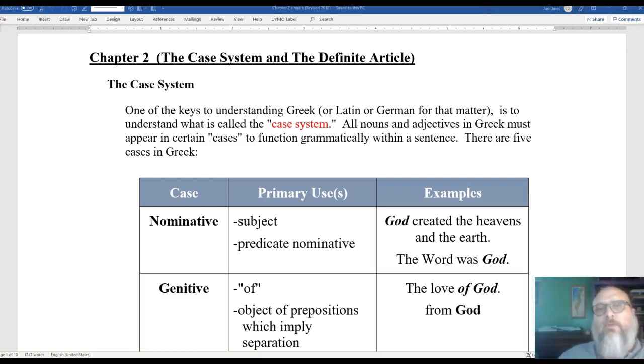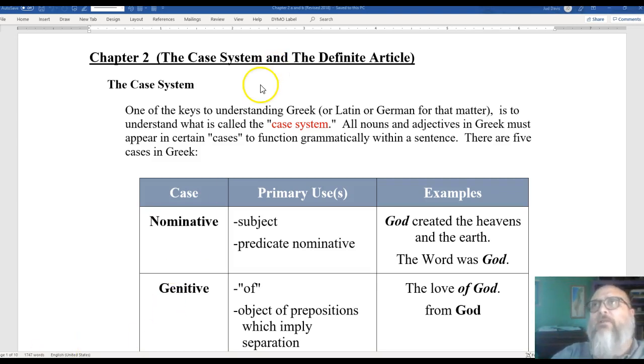Welcome. We're looking at chapter 2. We'll do this on Friday and Monday. This will be lesson 3 and 4. So we take two class days per chapter.